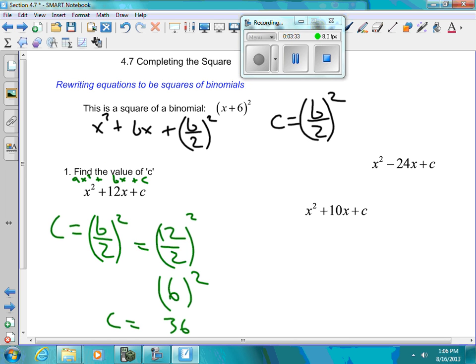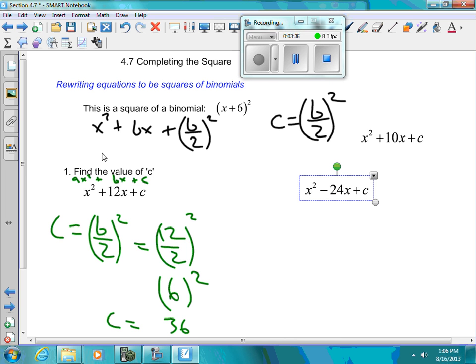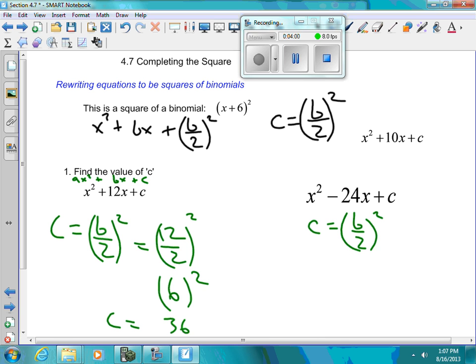We're not going to do both of these examples. But if we're going to do one, let's do this one because it's a little harder: x squared minus 24x plus c. Pause this for a second, and then you tell me what value of c would make this a perfect square trinomial. Okay, well, we use the formula: c equals b over 2 squared. Our b is negative 24. That's okay, we're going to square it. We want to keep that negative in there. Negative 24 divided by 2 is negative 12. Negative 12 squared is 144. So c would be 144.